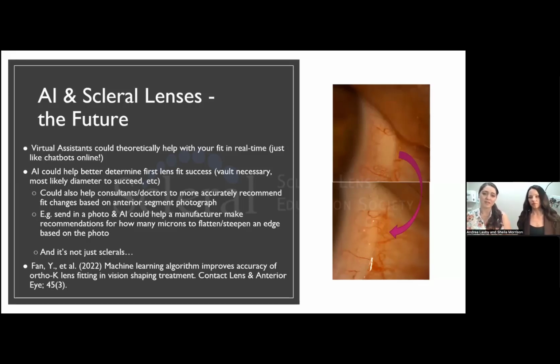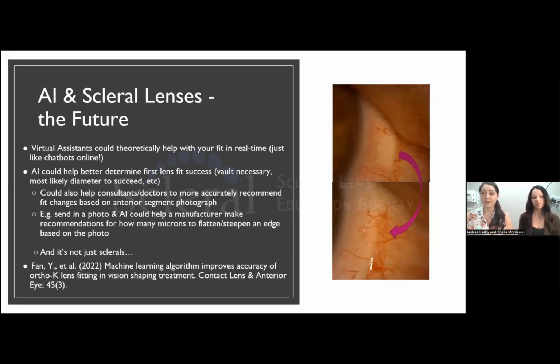But what's really cool is what's going on. There's a lot of research going into this in Australia particularly, and I know there's some in the States as well, but it really can help determine our first lens success. It can help you determine what vault is necessary right away, most likely diameter to succeed, and just really help with those decisions. Anytime you make a decision, AI could be applied, based on big data, to make that decision easier for you.